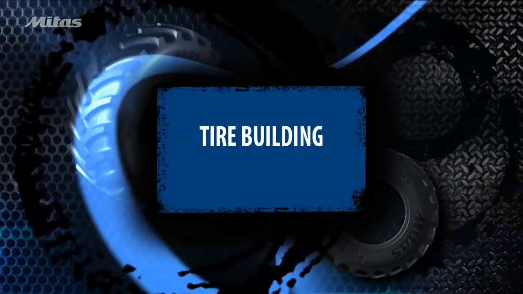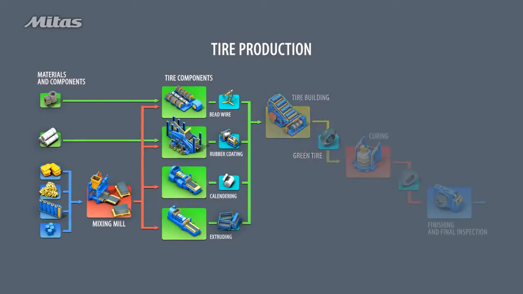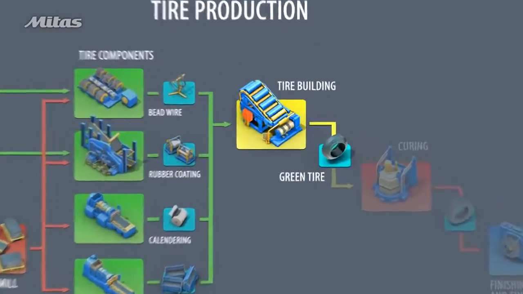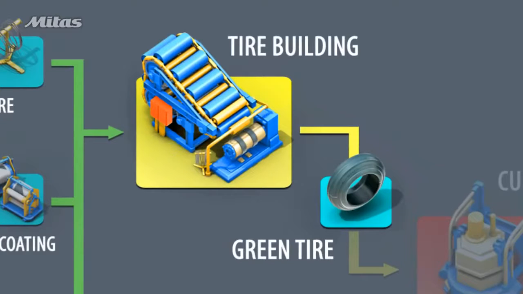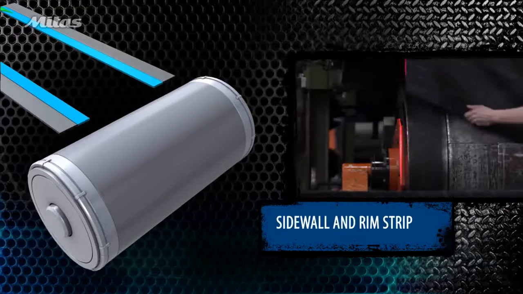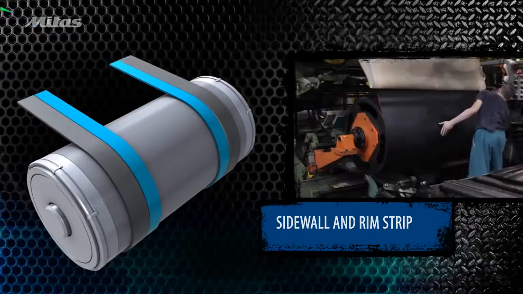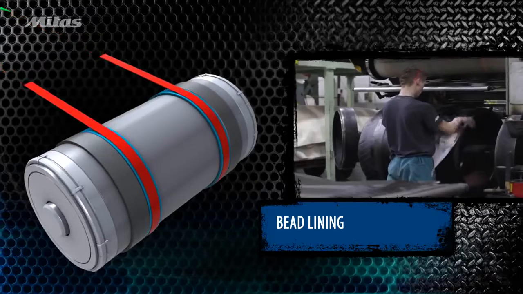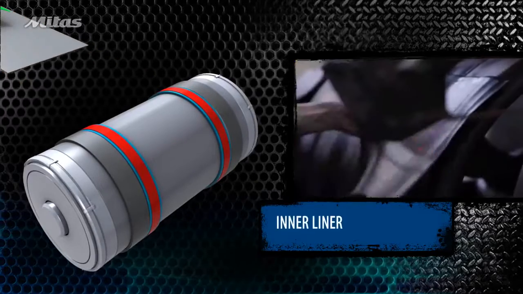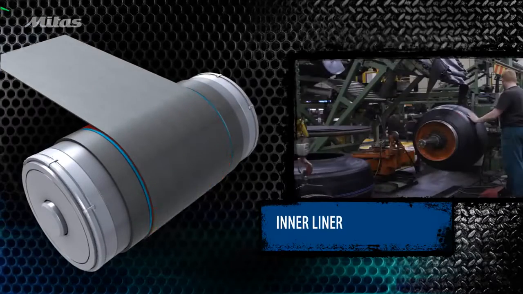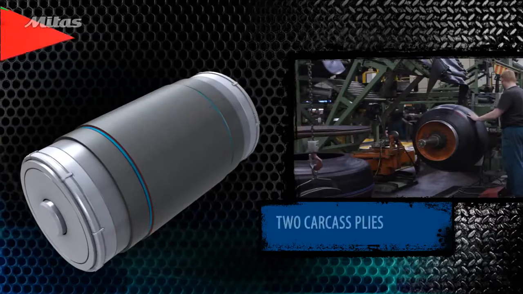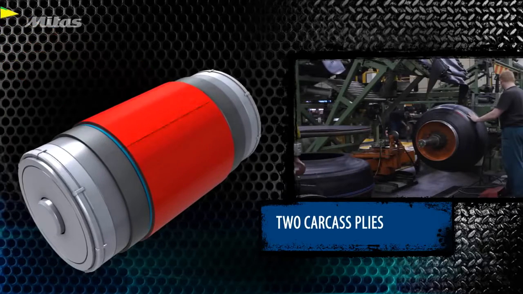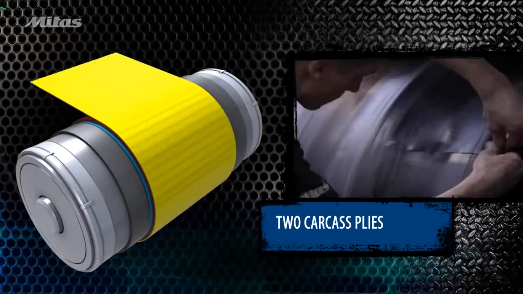Tire building. At this stage, all the tire components are assembled. The tire is made from components on a tire building drum. Tire building begins with the sidewall and rim strip. This is the bead lining, inner liner, and two carcass plies.